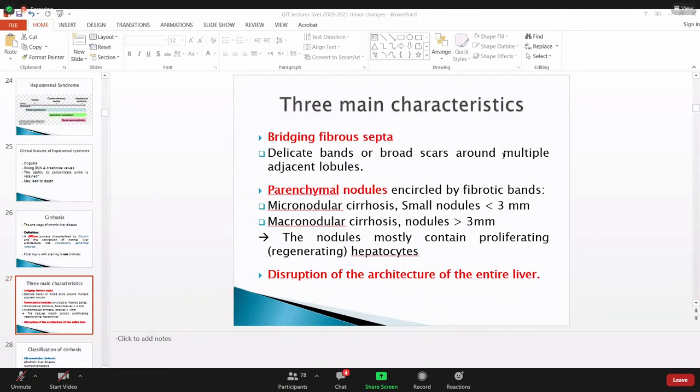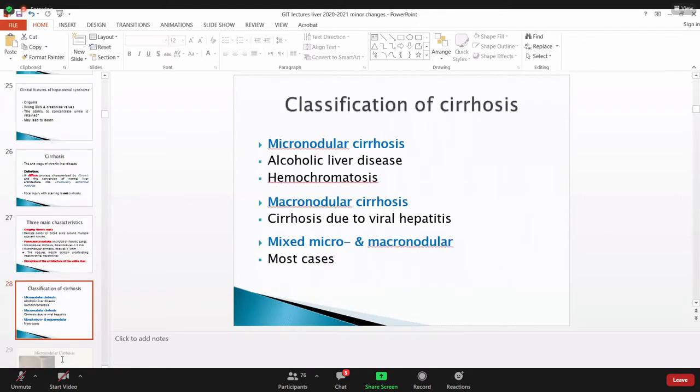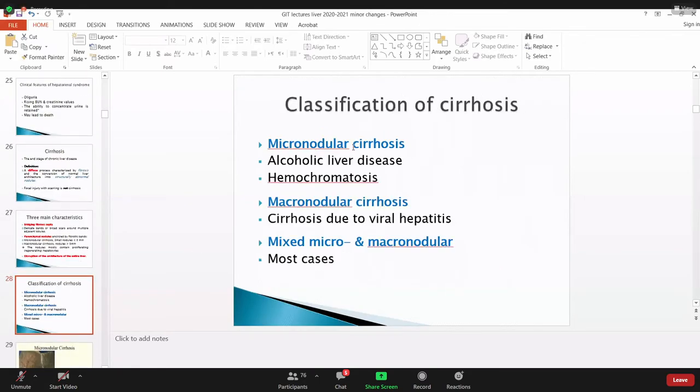The third is disruption of the architecture. The parenchymal nodules we are talking about are composed of regenerating hepatocytes, meaning there is fibrosis at the edges and in the middle there are regenerating hepatocytes. This means that regeneration is happening in the center. The third thing is disruption of the architecture of the entire liver. We will discuss what that means. Classification of cirrhosis: micronodular cirrhosis is related to alcoholic liver disease and hemochromatosis, macronodular cirrhosis is due to viral hepatitis, and mixed macro and micronodular cirrhosis occurs in most of the cases.